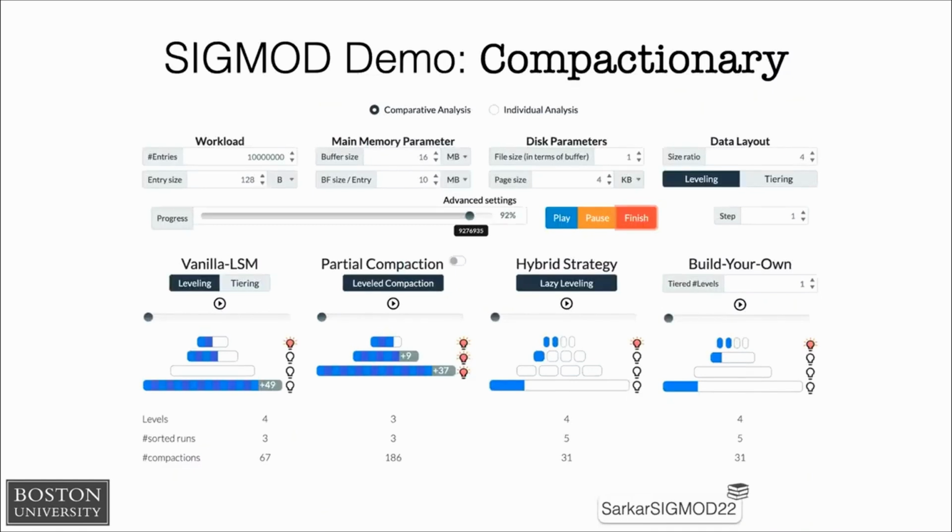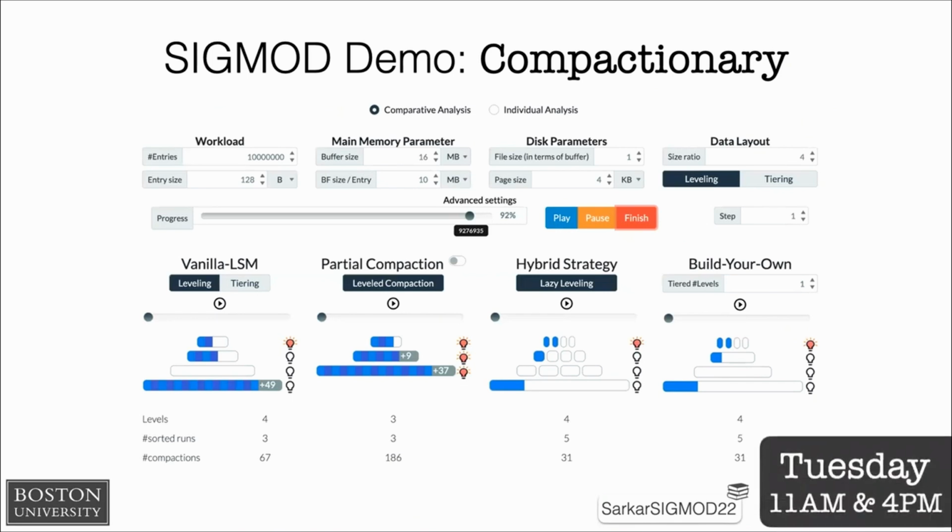We actually have a very cool demonstration of a dictionary for compaction, Compactionary as we call it, in SIGMOD this year. So it's on Tuesday. We have 2 sessions between 11 a.m. and 4 p.m. And what you can do in this demo is that you can actually look at how different state-of-the-art LSM compaction engines perform. This is a live demonstration of how the files are getting compacted in each level.